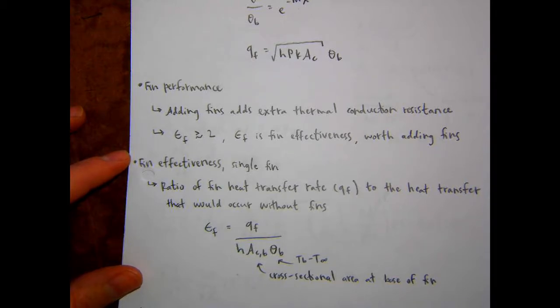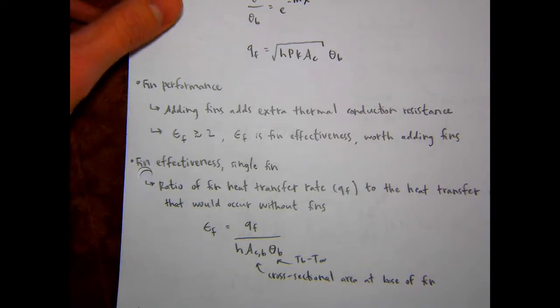So the effectiveness is defined as the heat transfer rate with the fin divided by the heat transfer rate that would be occurring if the fin was not there. The surface area that we use for this comparison is the surface area at the base of the fin, so the cross-sectional area at the base of the fin. So basically how much area the fin is occupying.